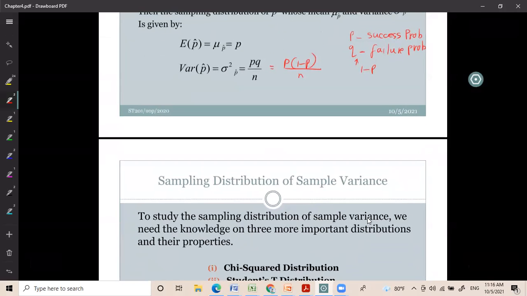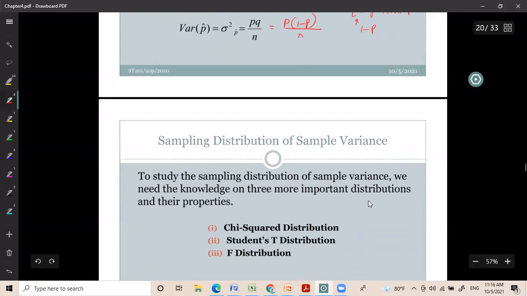Okay, so you have the sampling distribution of the sample mean, the sampling distribution of the sample proportion, and the sampling distribution of the sample variance. Now, before we talk about the sample variance, you should know these three common distributions: chi-squared, Student's t distribution, and F distribution. In this course, what we have to do is just introduce these three distributions and their properties. But in 203 and later subjects, you will actually use them.